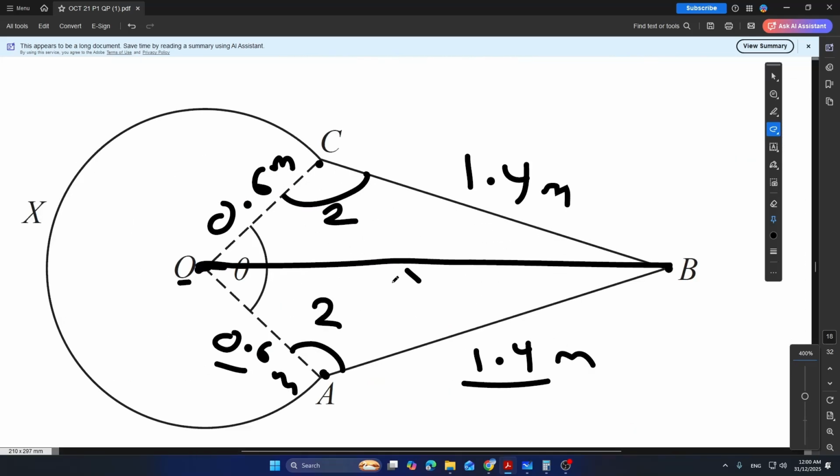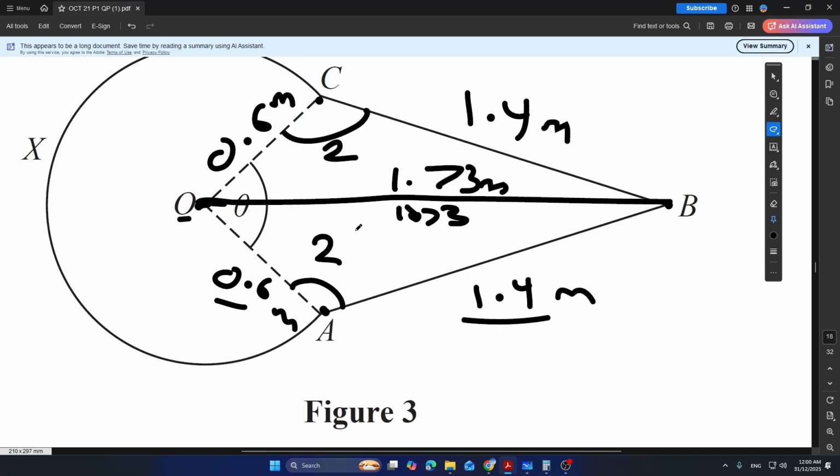Okay, so this side is let's say 1.73, and this is 1.73. So now we have the idea. The second thing is our goal, our objective is to find this angle. So now we can actually find the angle.